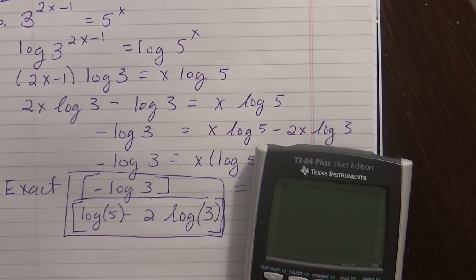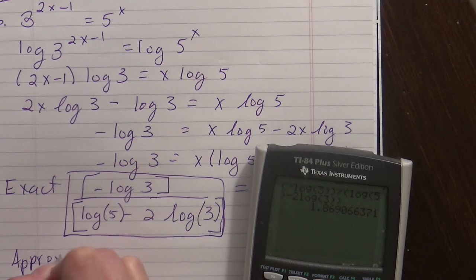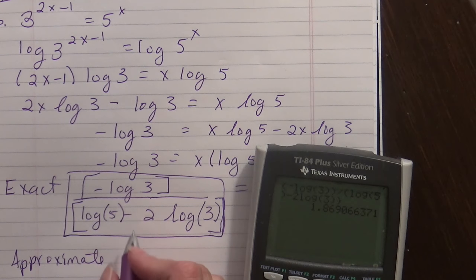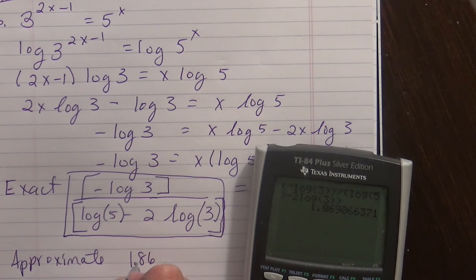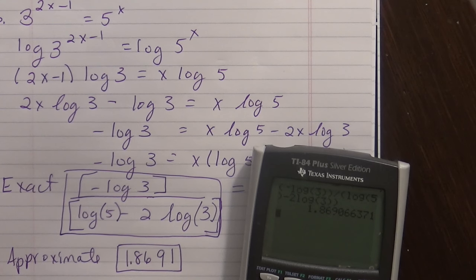So when we go to type it in, we're going to open parentheses, negative log 3, close parentheses twice, divide that by open parentheses, log 5, close parentheses, minus 2 times log 3, close parentheses twice. That gives me 1.869. So my approximation or my approximate value is 1.86. They usually ask you to carry it to 4 decimal places, so that would give us 1.8691. That's it.